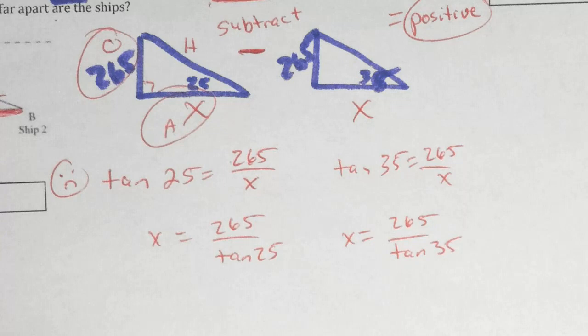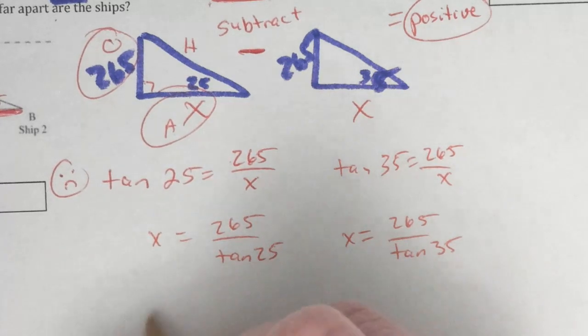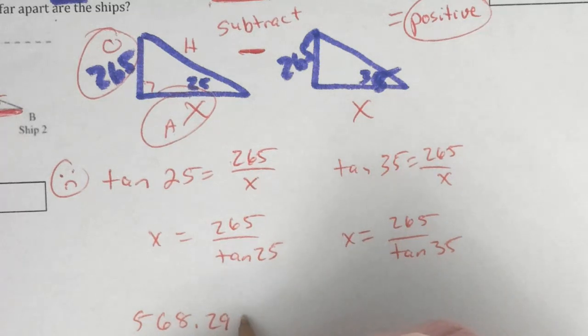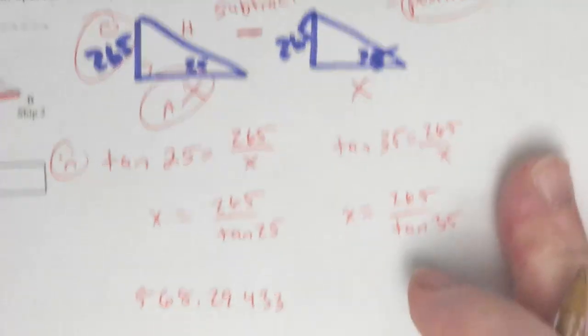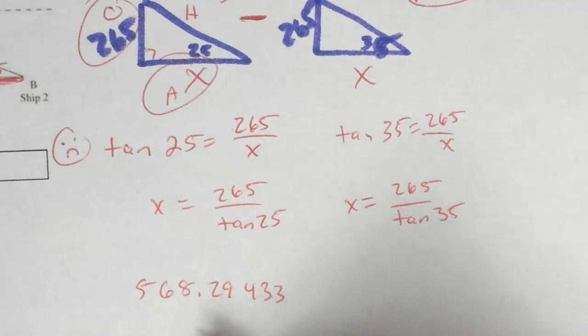265 divided by tan of 25. We get 568.29433. So at least go 5 digits when you're doing your work. At least go 5 digits while you're doing work. Do not round yet.